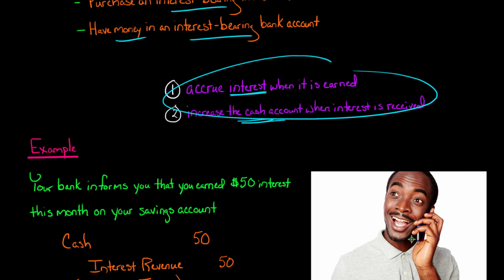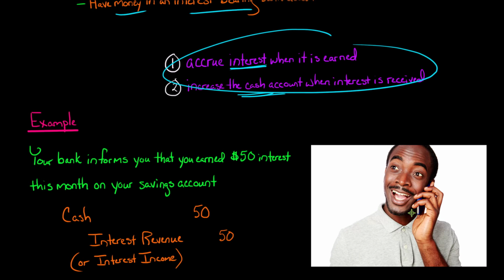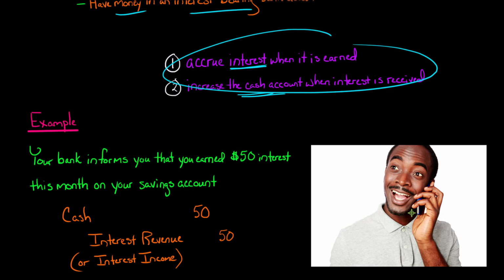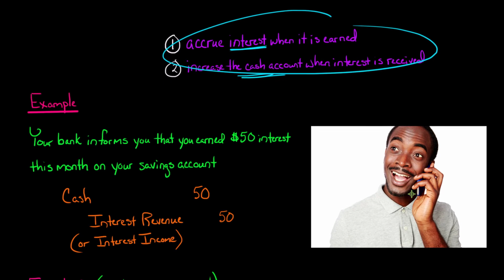So your bank informs you that your business earned $50 of interest this month on your business savings account. Okay, so you've got the money in your account, so you debit cash for $50, you credit interest revenue. Some people prefer to say interest income, they mean the same thing. Okay, so you debit cash for $50, assets go up, you credit interest revenue, that increases the company's net income, it increases stockholders' equity. So assets go up, equity goes up, the company's profit goes up. End of story. You're receiving the cash, accruing the interest revenue at the same time.